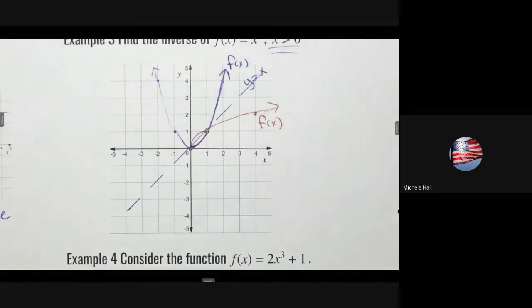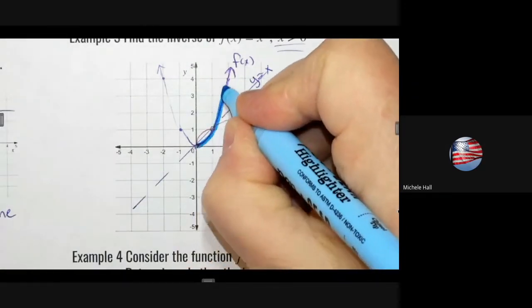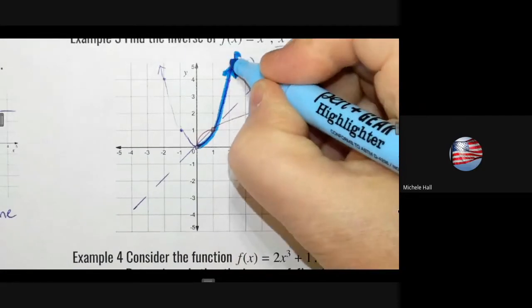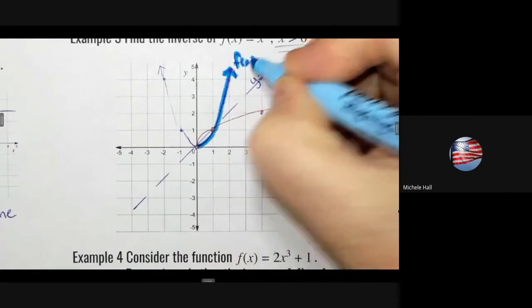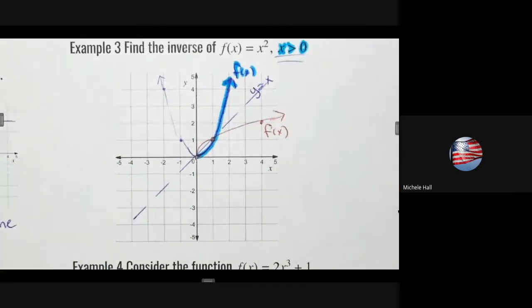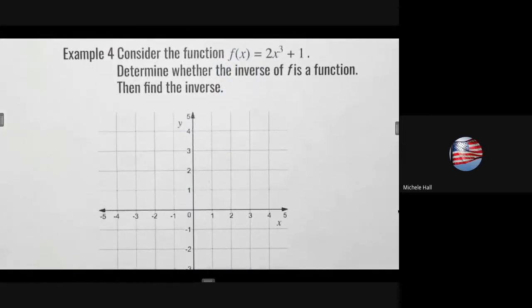So for this example, the only part we were actually looking for the inverse of would be this. That is what f of x is, and that is when x is greater than 0, making it 1-to-1. Consider the function and determine whether the inverse of f is a function and then find the inverse.